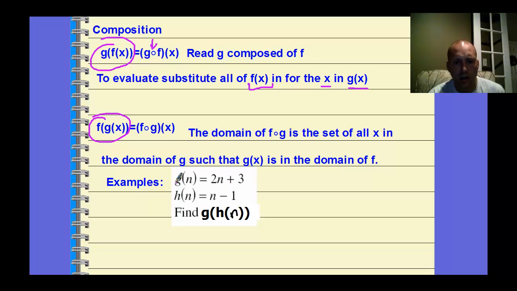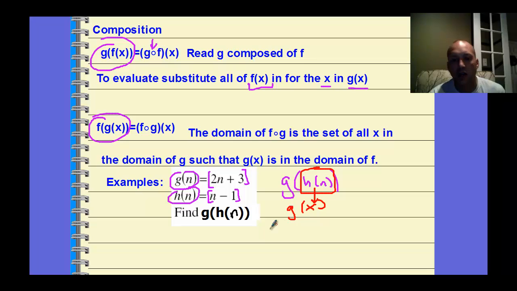So example here. We're given g of n is equal to this function. h of n is equal to this function. I want to find g of h of n. So what it's saying is we want to take the h of n function and put it in place of the x in g of x. So g of x, we're going to replace that x with h of n. So if I write out the g function, the g function is 2n plus 3.